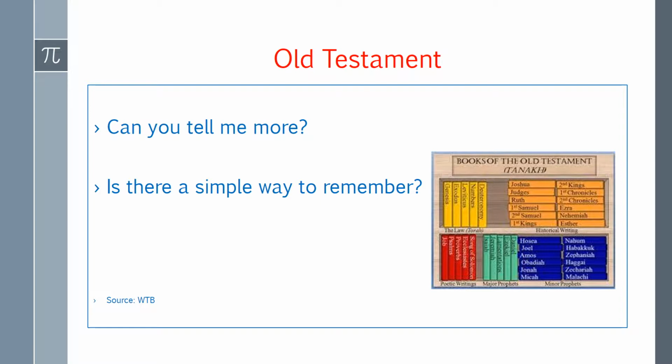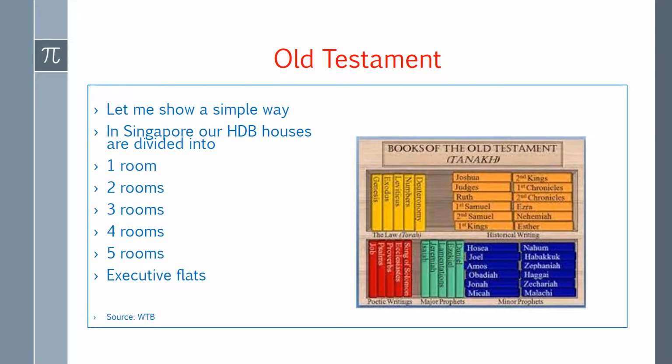"Oh, I see," Billy replied. "Can you tell me more? Is there a simpler way to remember all these books?" Okay, let me show you a simple way to remember all these books.